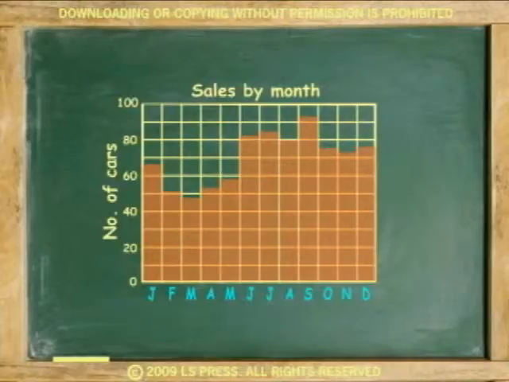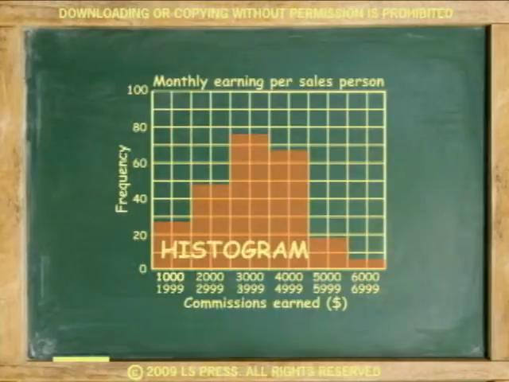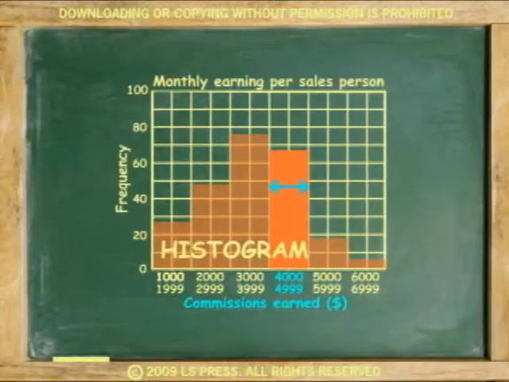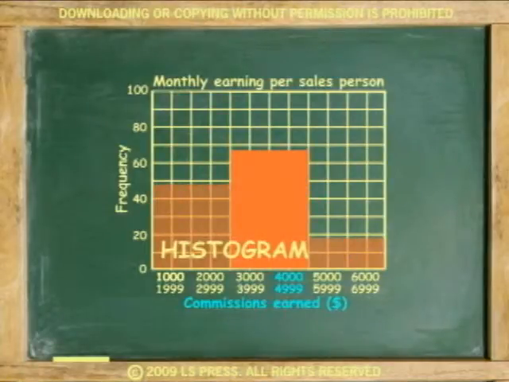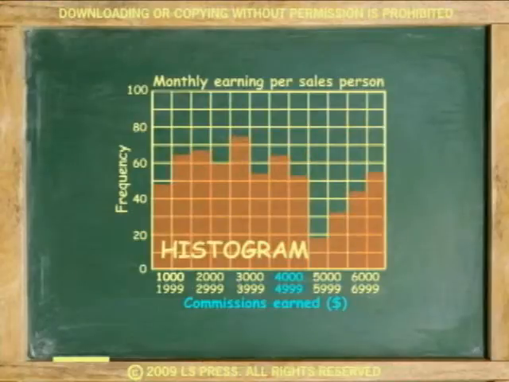Now, unlike in the bar graph, in a histogram, each bar represents a range of data. The intervals selected are the actual commissions earned by the salesperson. Notice that selecting the size of the interval is important. If the intervals are too few or too many, the graph loses meaning.